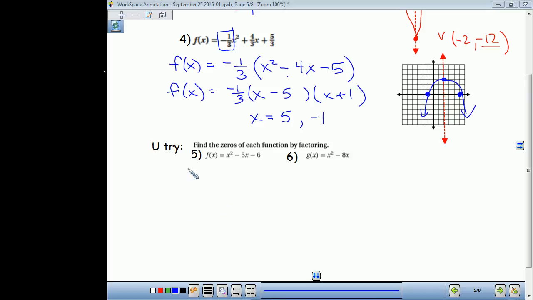Okay. I saw great things when I was walking around. You guys factored this to x minus 6 times x plus 1. And so you determined the x-intercepts of this function occur at 6 and negative 1, so those are our zeros. The zeros of the function are where x has a value of 6 or negative 1.